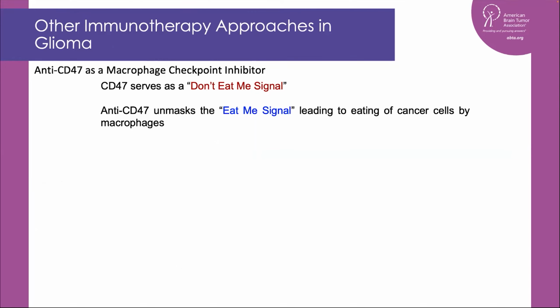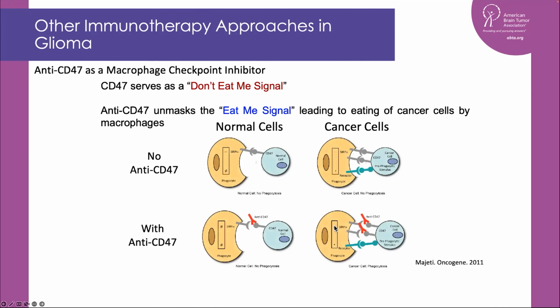And there's a drug that's out there. It's in trial right now called magrolimab. It's an anti-CD47 antibody that blocks that don't eat me signal and hopefully allows the macrophages to eat the tumors, eat the cancer cell. So you have the abnormal cell, you block that don't eat me signal, and then hopefully that activates the macrophage and it eats the cancer cell.